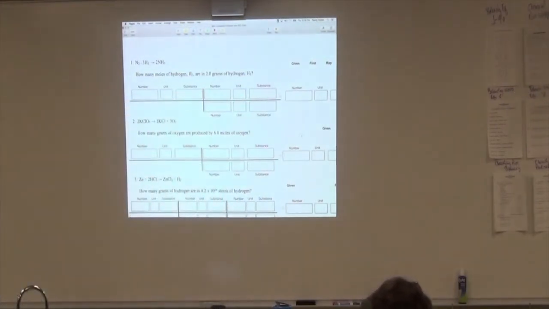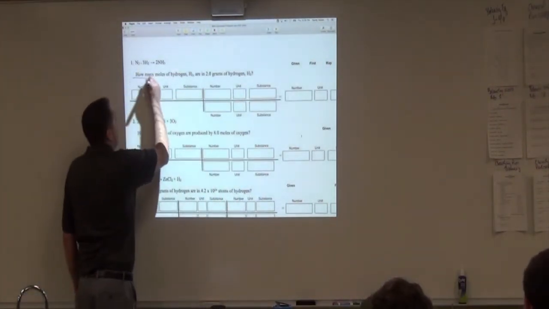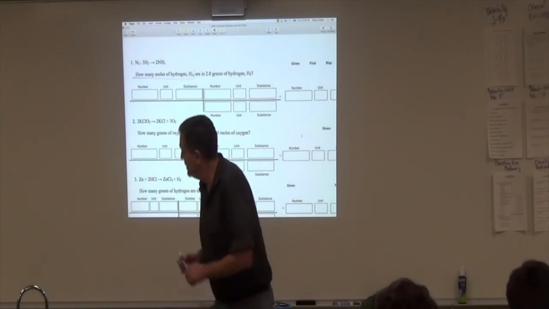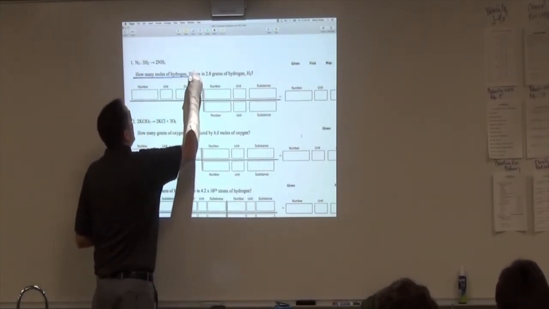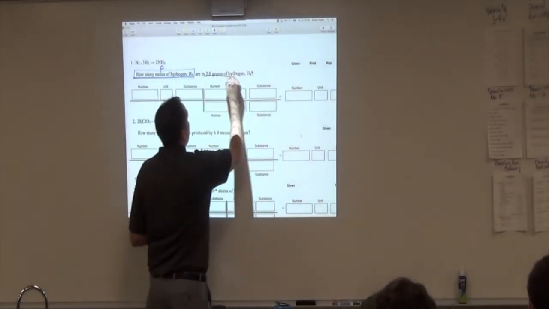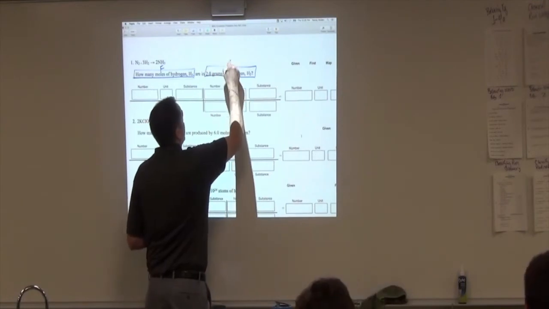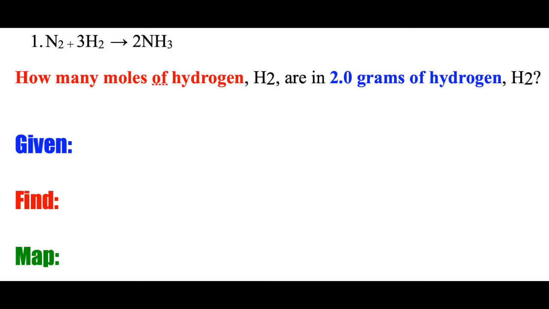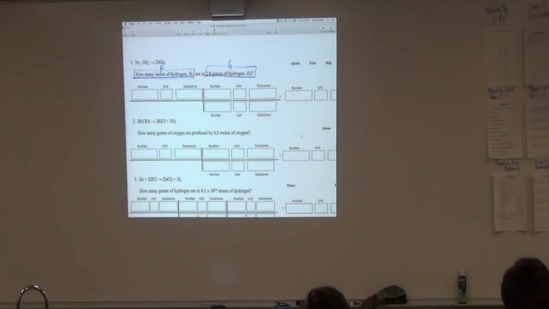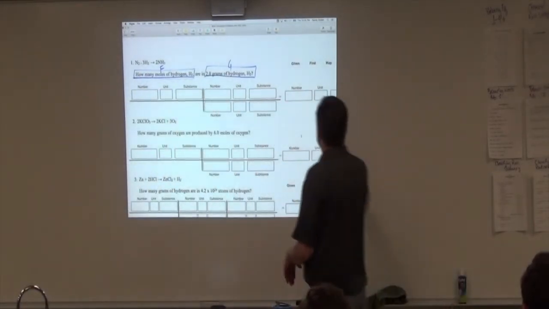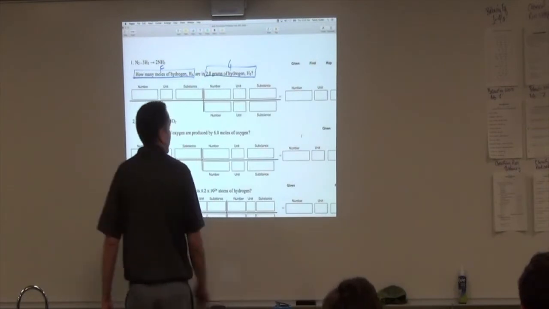Now, here we go. It says, how many moles of hydrogen, that's our question, that's our find, are in 2.0 grams of hydrogen. That is our given. So, over to the right, I put this given-find map. All right? Given-find map.